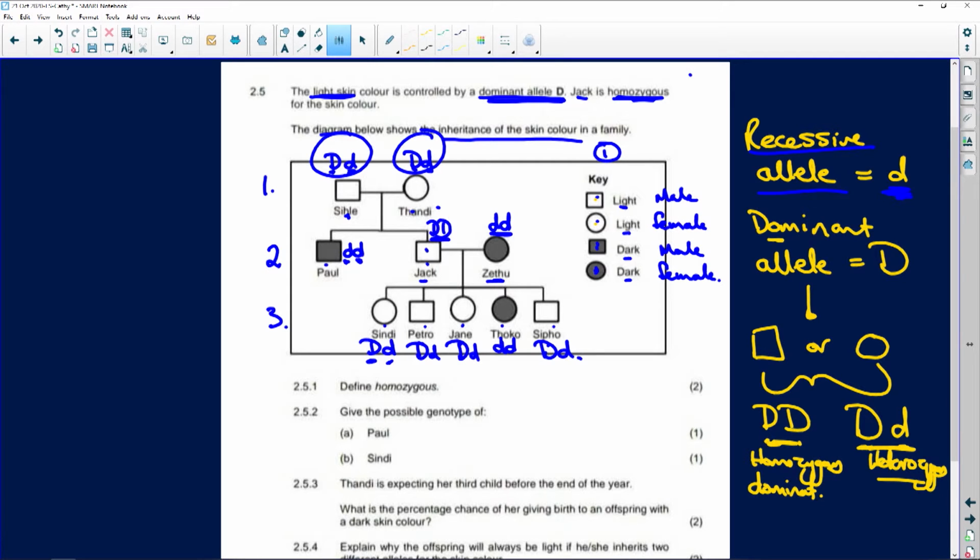Define homozygous. People, homo means the same. Zygous talks about the alleles. So it tells you that both alleles are the same.